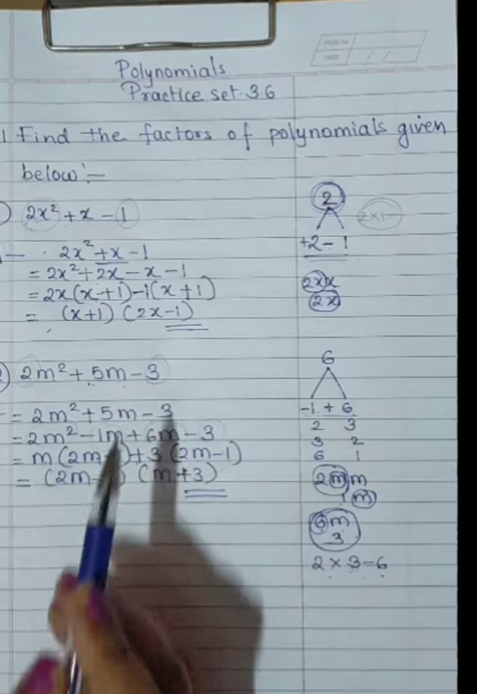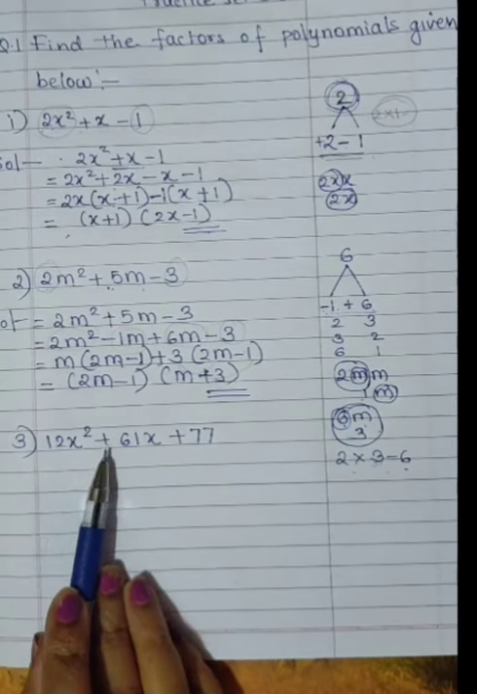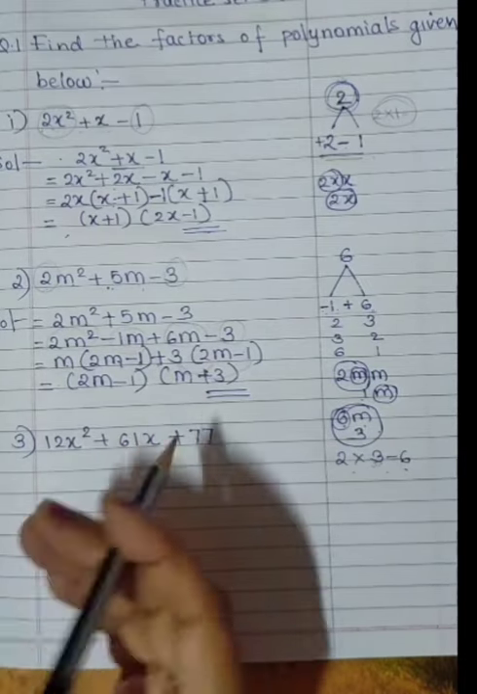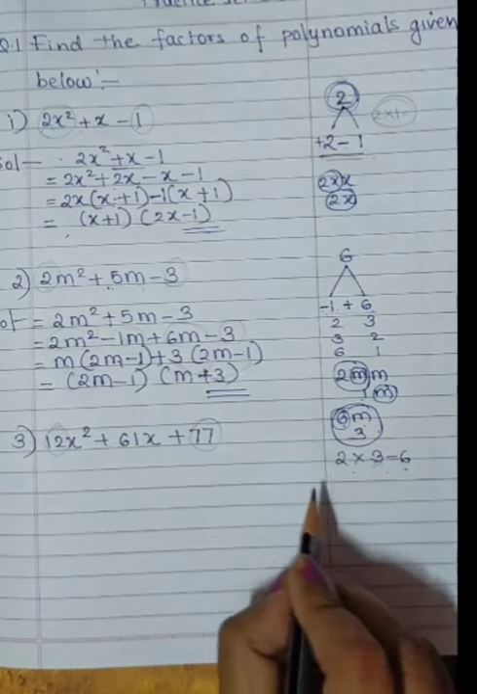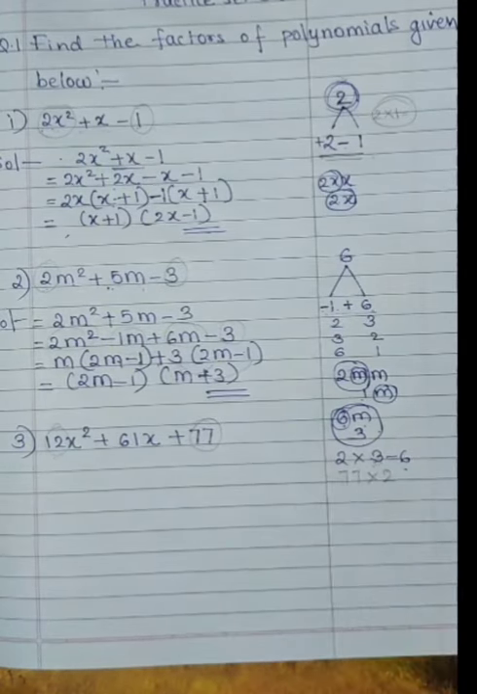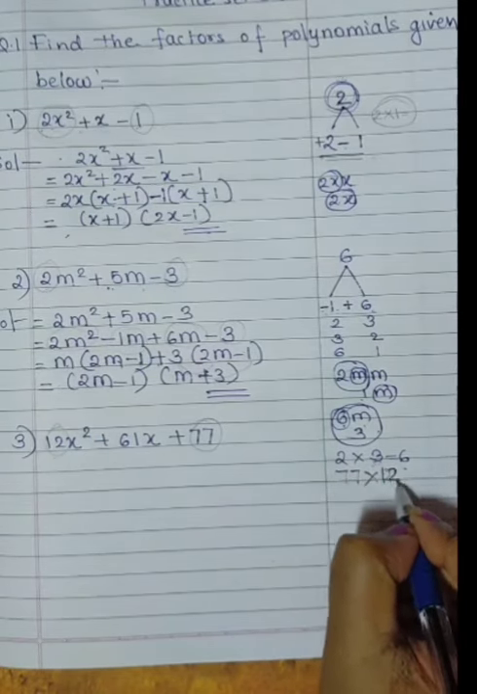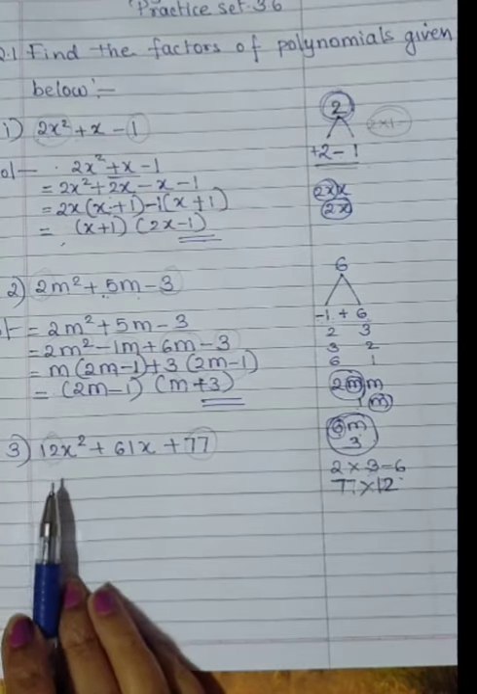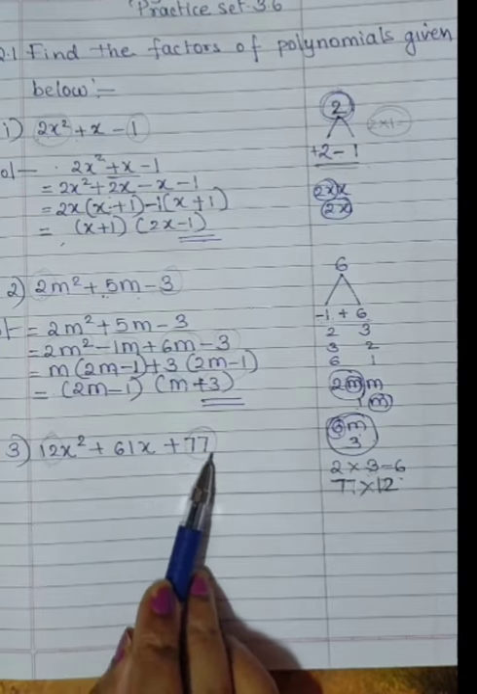Now the next question given to us is 12x square plus 61x plus 77. Now here also we have to multiply these two coefficients, the first with the last. We have to multiply this both. 77 will get multiplied with 12. This is our third equation, that is 12x square plus 61x plus 77.